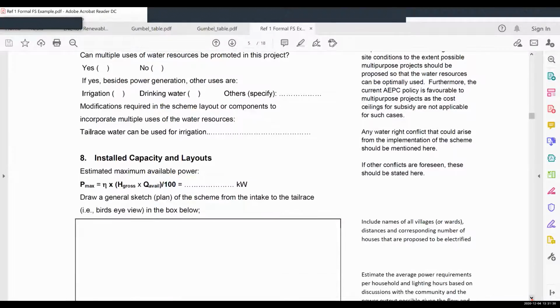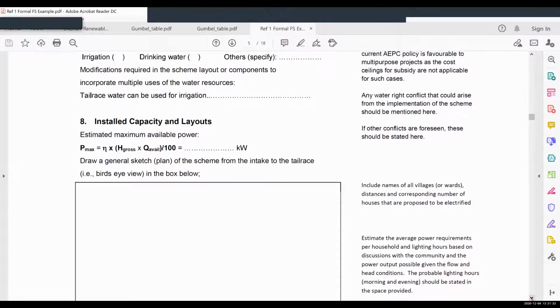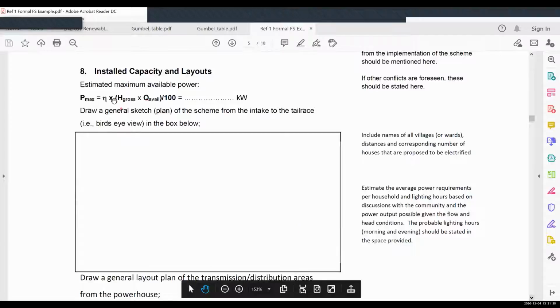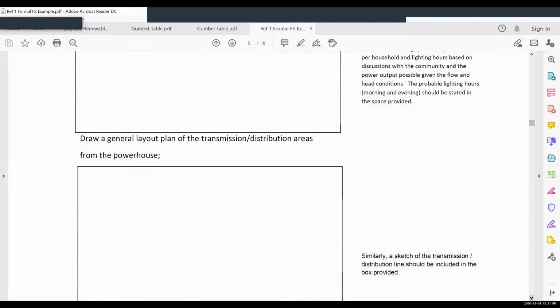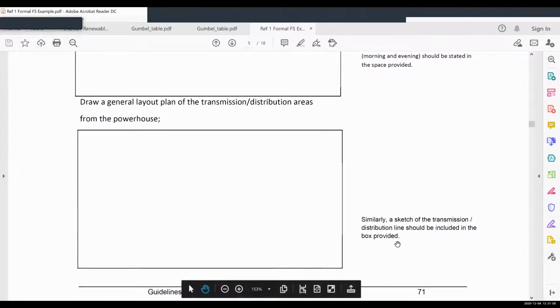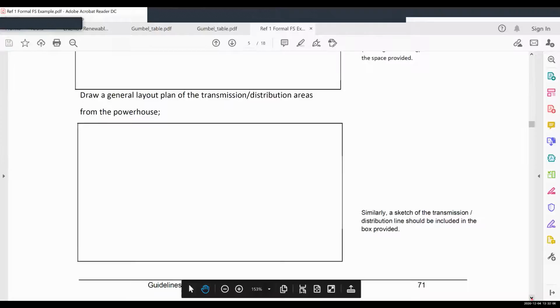And then, based on the head and the water available, you try to find the maximum available power in kilowatts. Then you also draw a general layout over here. This is a very important thing. The general layout of the powerhouse shows how the transmission line and distribution line will reach individual houses and individual load centers.